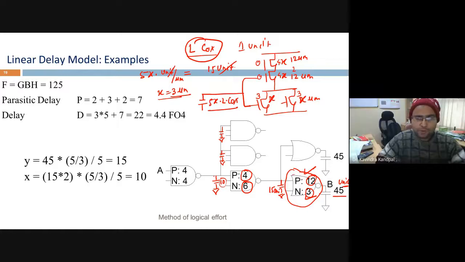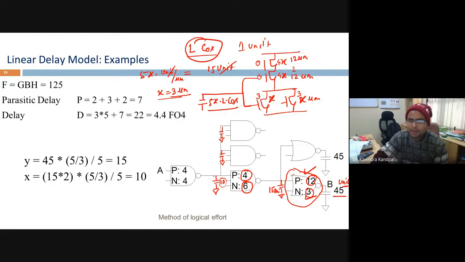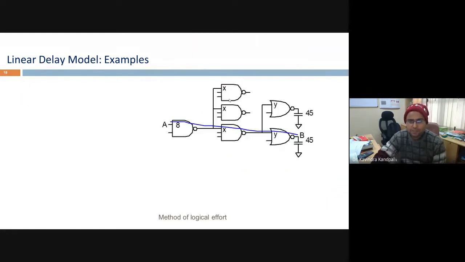Yes, sir. You can, because 2 by 1 is a standard size of inverter, but it doesn't mean that you need to keep 2 by 1 only. You can have 2x and x. Still the ratio is maintained as 2. You're getting my point? Yes, sir. So now, what we are doing, just look at here.